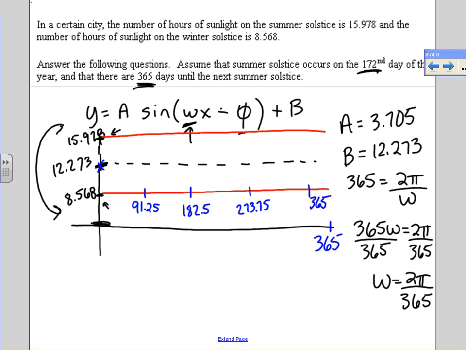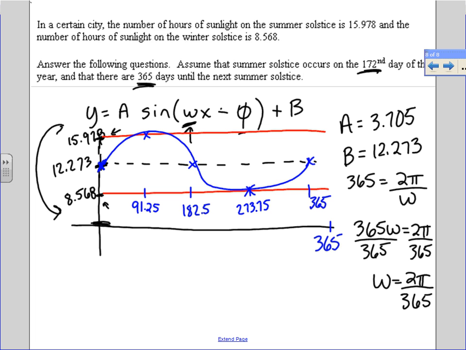Now let's sketch in a cosine, or excuse me, a sine curve. So sine starts at the center line and then goes up here. So it would go up at the 91.25, back down to the center line at 182.5, down to the minimum at 273.75, and then complete the cycle here, back up to the center line at 365. So now let me draw in the curve.